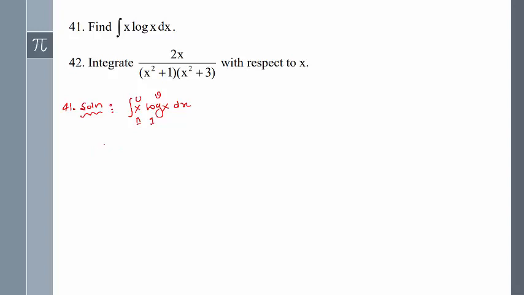So now I will write first function as it is, integration of second function minus integration of. So here what you are going to write is the integration of x. So easily you can write what is integration of x. What is integration of x? X square by 2. Clear? Then we will multiply this by differentiation of our first function, that is log x with respect to dx.